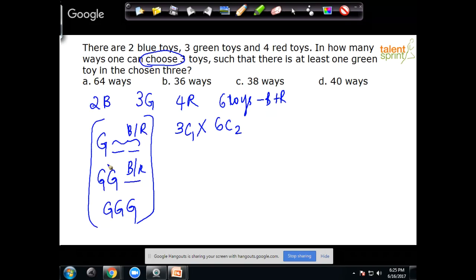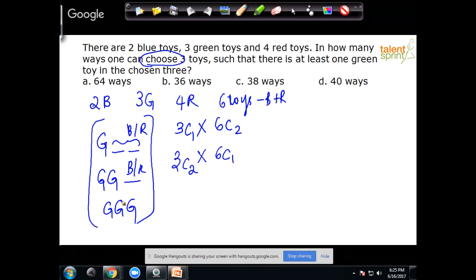Now let us look at the next case. You need 2 green, correct? 2 green means out of the 3 green balls, you have to choose any 2 green balls. That can be done in 3C2 ways. Similarly, the third ball, out of the 6 toys that you have, you have to choose 1 toy, correct? So that can be done in 6C1 ways. So totally in how many ways can you get this particular pattern, 2 greens and 1 blue or red? That can be done in 3C2 into 6C1, correct?